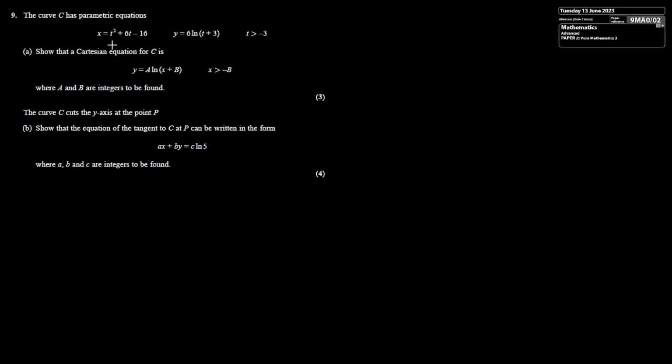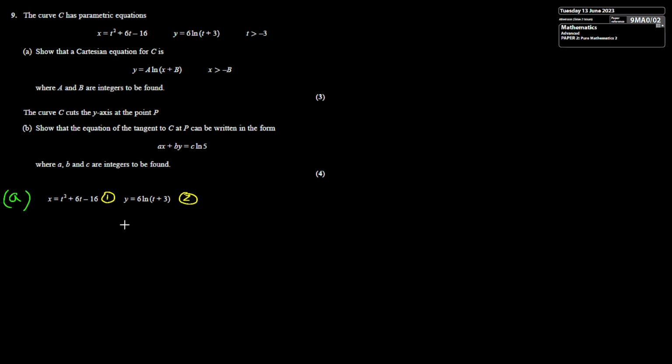Question 9 starts with two parametric equations, x in terms of t and y in terms of t, and we're asked to prove that the Cartesian equation is in the form y equals a ln x plus b. Here are our two equations. I've labelled this equation 1 and this equation 2.